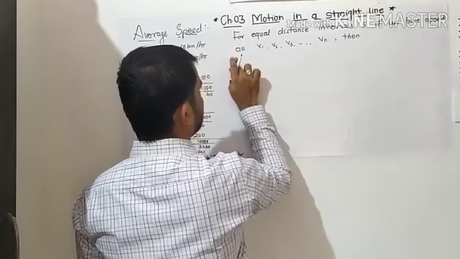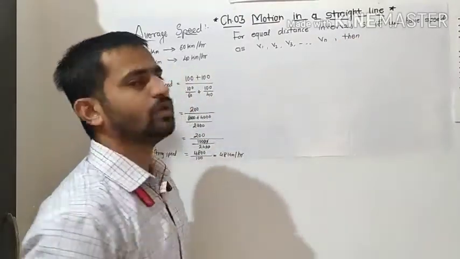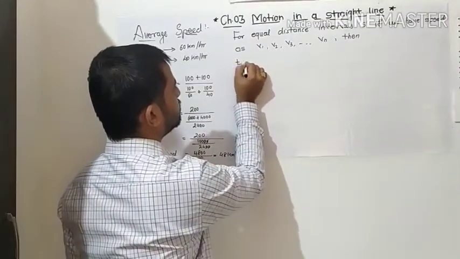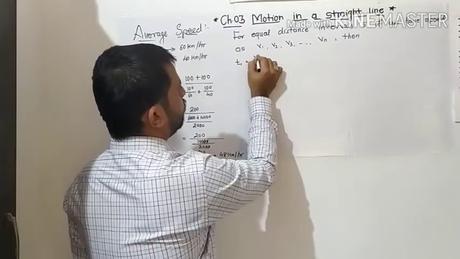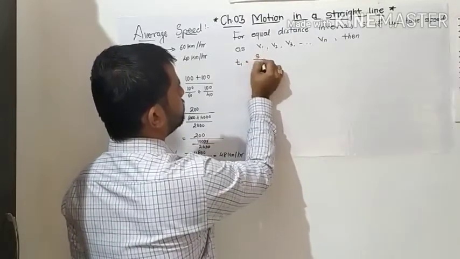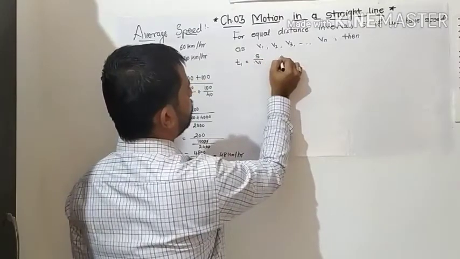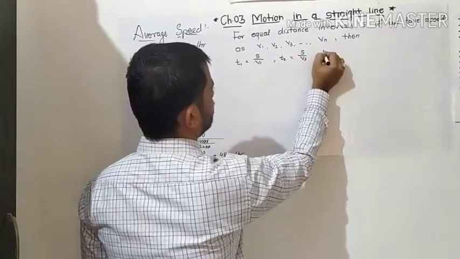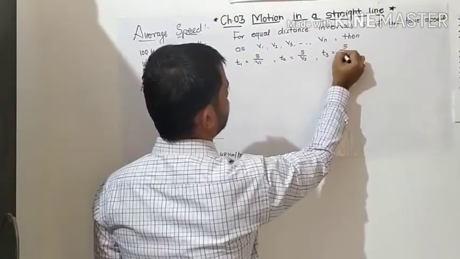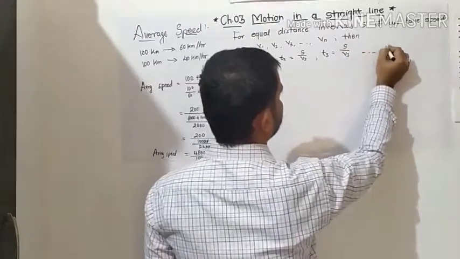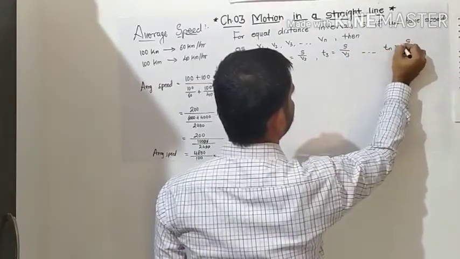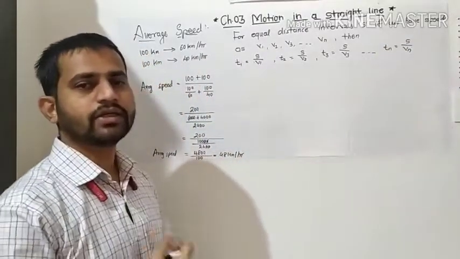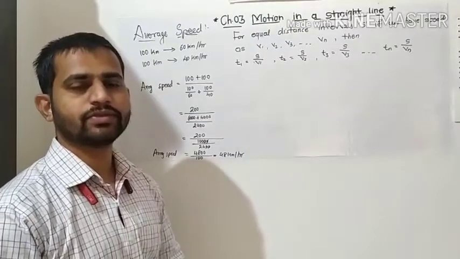we can write, how can we write this? That T1 is equal to S upon V1, T2 is equal to S upon V2, T3 is equal to S upon V3 up to Tn is equal to S upon Vn. Okay, so this way we can calculate the time for that particular interval of distances.